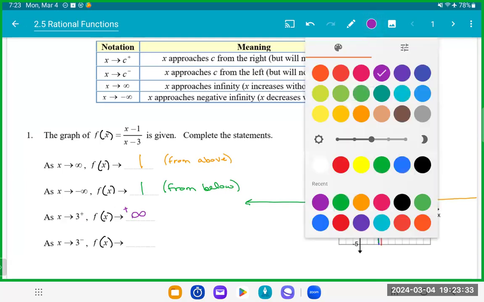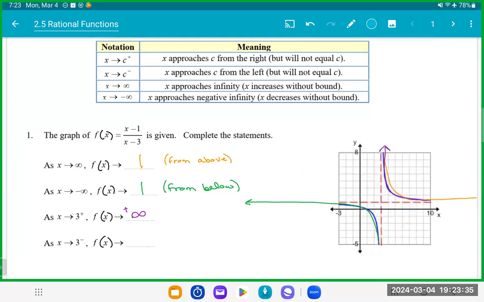Okay. And then as my x value approaches 3 from the left, so now I'm coming here, getting closer to my x value of 3 from the left, then you can see that this goes down to negative infinity.